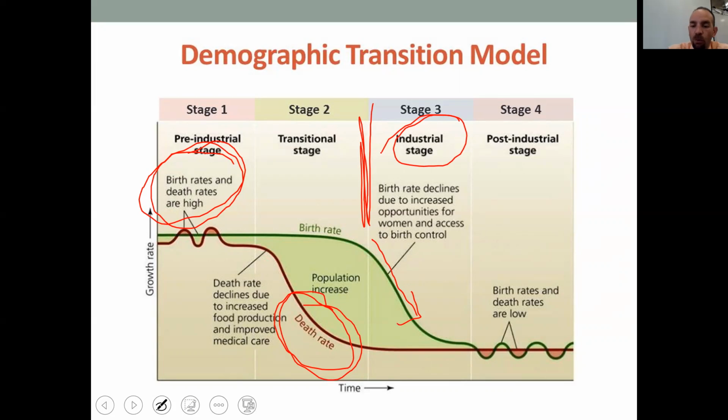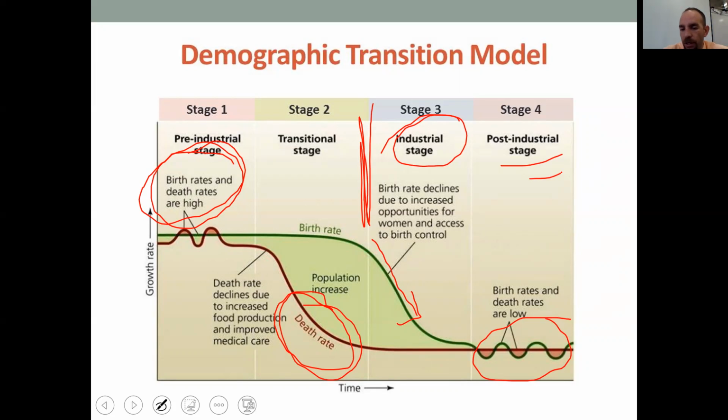And then you get to stage 4, where your birth rate and your death rate are at extremely low levels, meaning that you're going to have almost no growth in total, right? You're going to hit a stable population. You won't really have much growth of the overall population, okay? And that would be your post-industrial stage, and that's where we're at, okay?